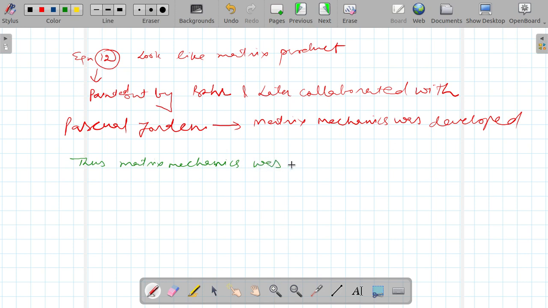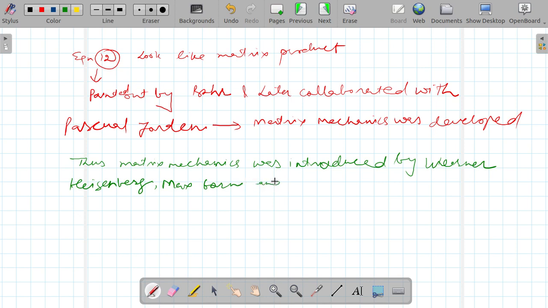was introduced by Werner Heisenberg, Max Born, and Pascal Jordan in 1925, but it was not immediately accepted.